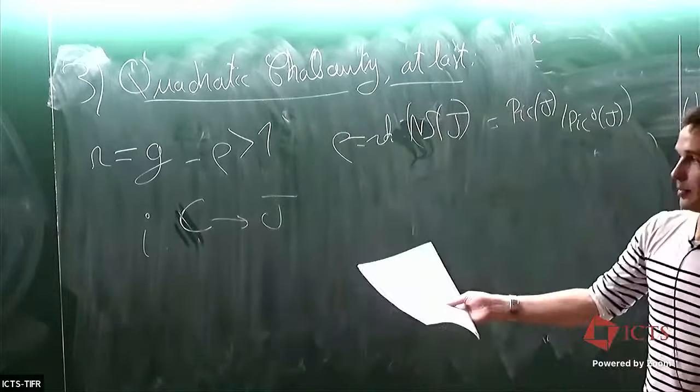So saying rho is at least 1, at least 2 actually, means that there is a kernel in there. Kernel means there is an L, not in Pic 0, that sends to something of degree 0 on C. But actually, that's the first step. That's not enough. That's not exactly what we want. What we want is something that becomes trivial when I pull back, and I'll explain it right now.